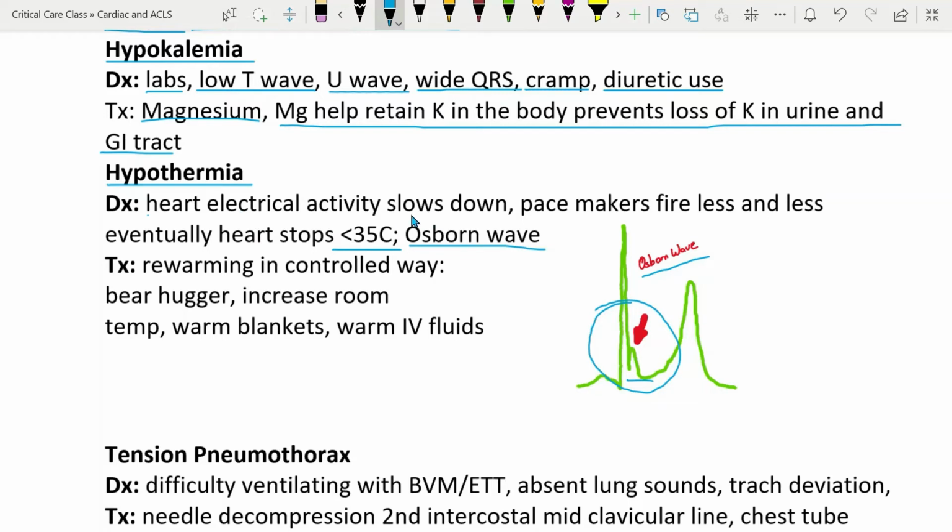During hypothermia, electrical activity of the heart slows down. Pacemaker cells fire less and less. Eventually, heart stops. Treatment is rewarming in a controlled way with such tools as Bair Hugger, warm IV fluids, increasing room temperature is helpful, and warm blankets.